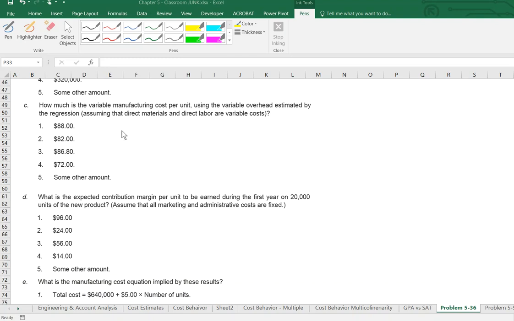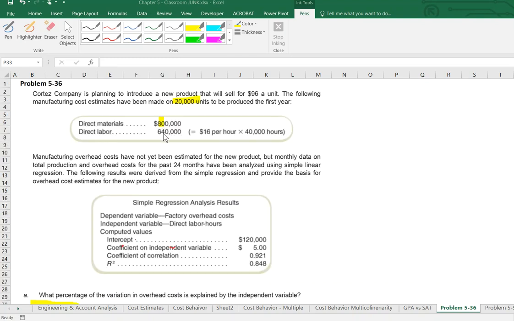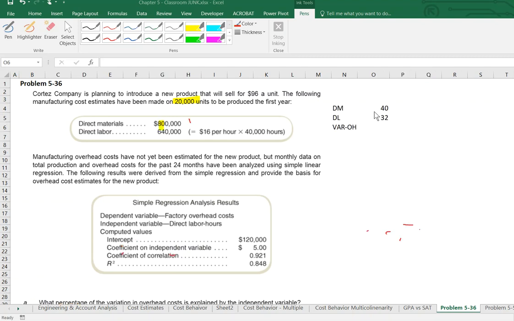the regression, we're going to have to first calculate the direct material cost and the direct labor cost per unit. So let's go ahead and see how we would do that. We're given our total direct material cost and direct labor cost, assuming we produce 20,000 units. So we're going to take the 800,000 divided by 20,000 to get the direct material cost per unit. And we're going to take the 640,000 divided by 20,000 to get the direct labor cost per unit. Direct material cost will be $40 per unit, direct labor $32 per unit.